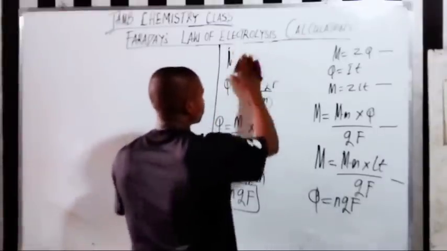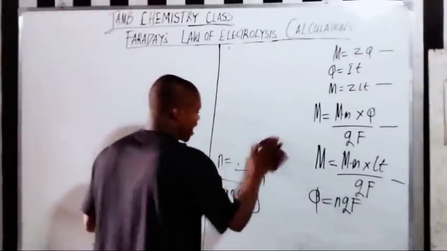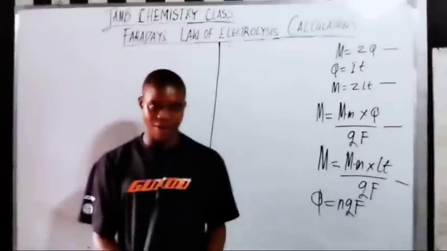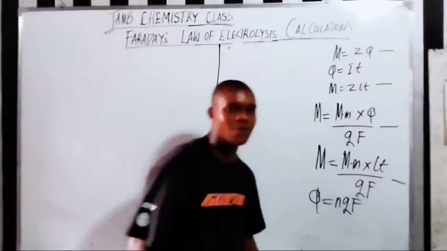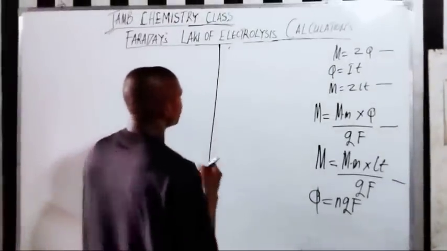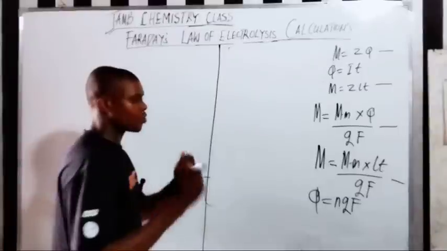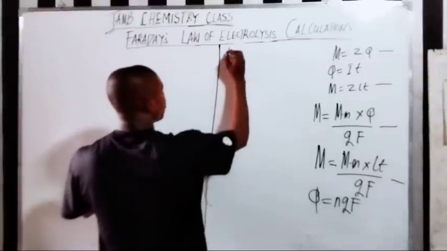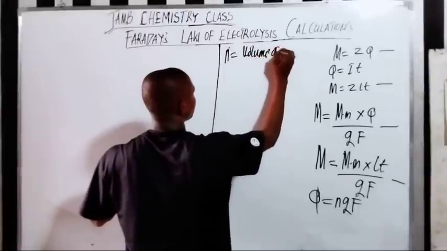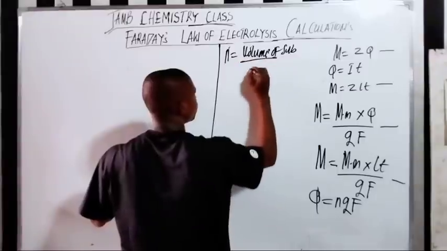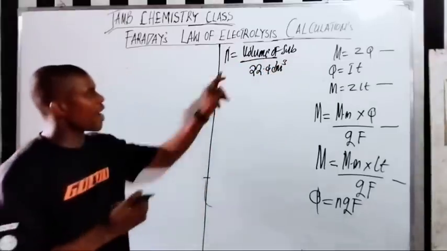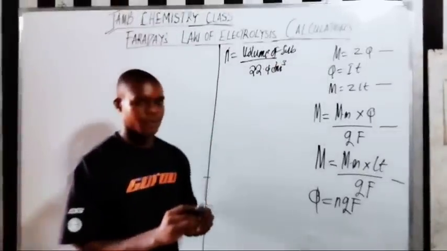Another thing I want to show you is that sometimes they ask you for the volume of the substance deposited at STP. Now remember, when it comes to mole concept calculation, mole equals volume of substance over 22.4 dm cubed. We have this formula for mole.